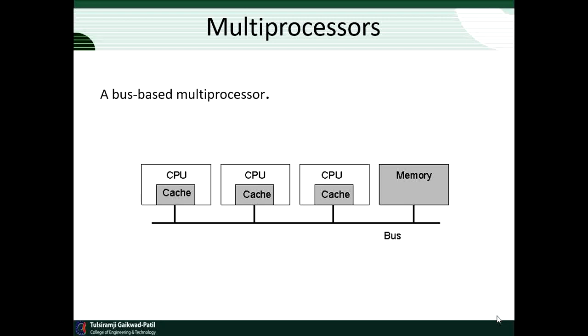So this is about the bus based multiprocessor, where all the CPUs with their caches are connected in the bus, and there is one single memory which is available for both the CPUs which are connected through this bus in the network. So it will be very helpful to save the memory and to use the single memory by both the processors at the same time.